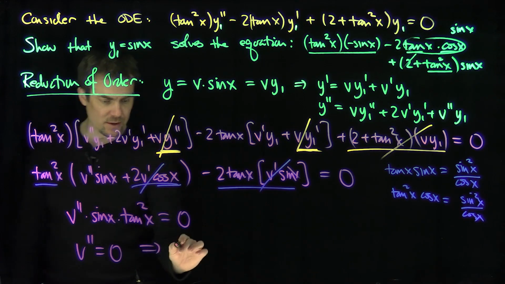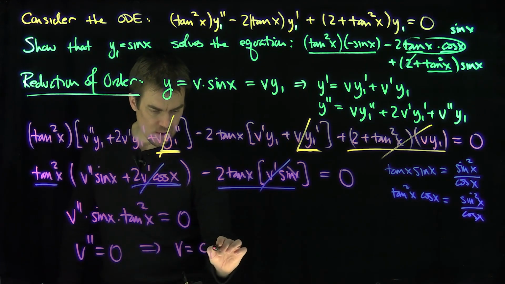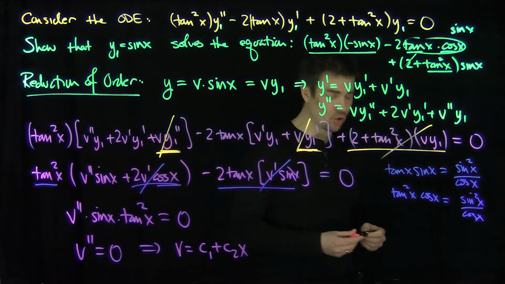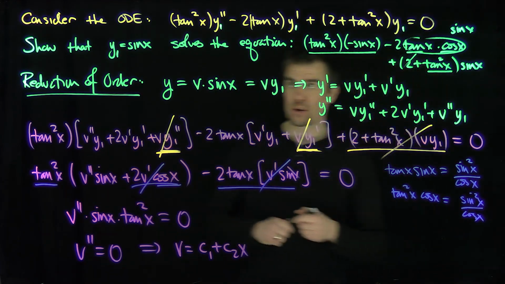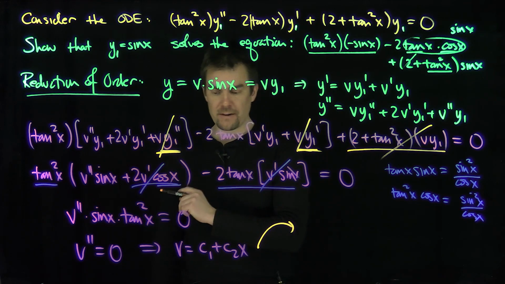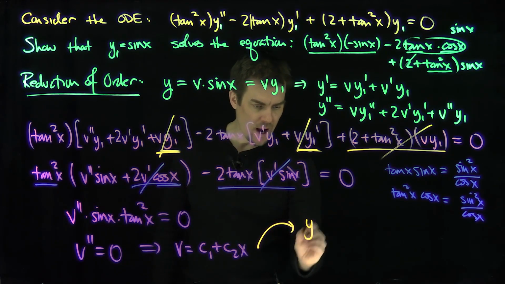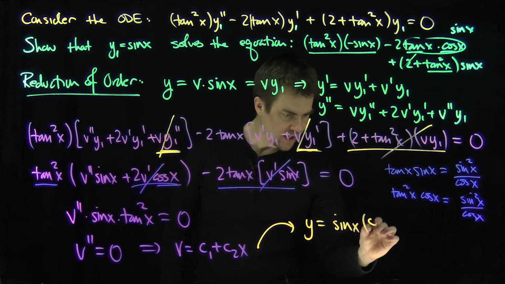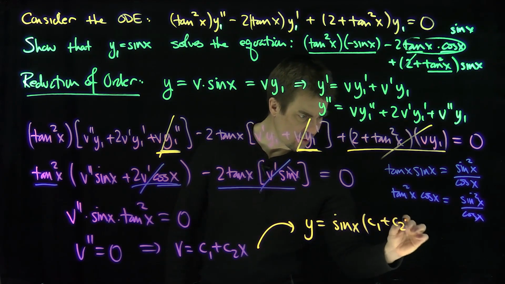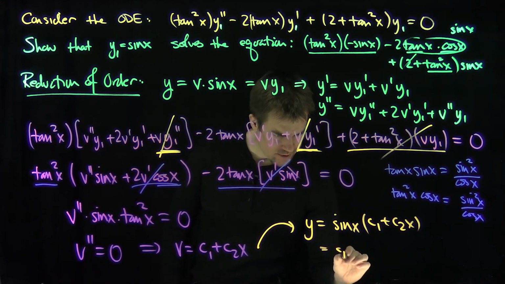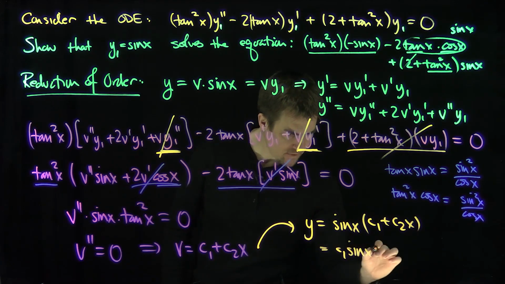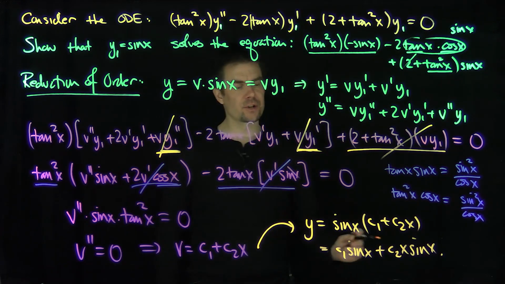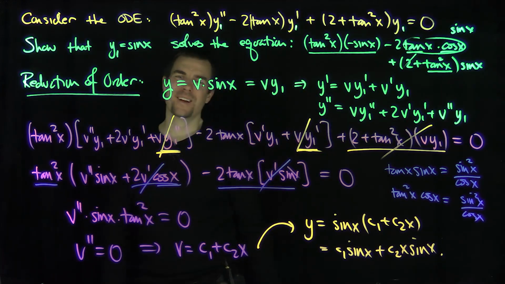And that's beautiful. That's easy to solve. v is going to be c1 plus c2x. And now we found a general solution of our second-order equation. The general solution is v times sine, so y is equal to sine of x times c1 plus c2x. So my general solution is c1 sine of x plus c2x sine x. And there's our general solution by reduction of order. Thank you very much.